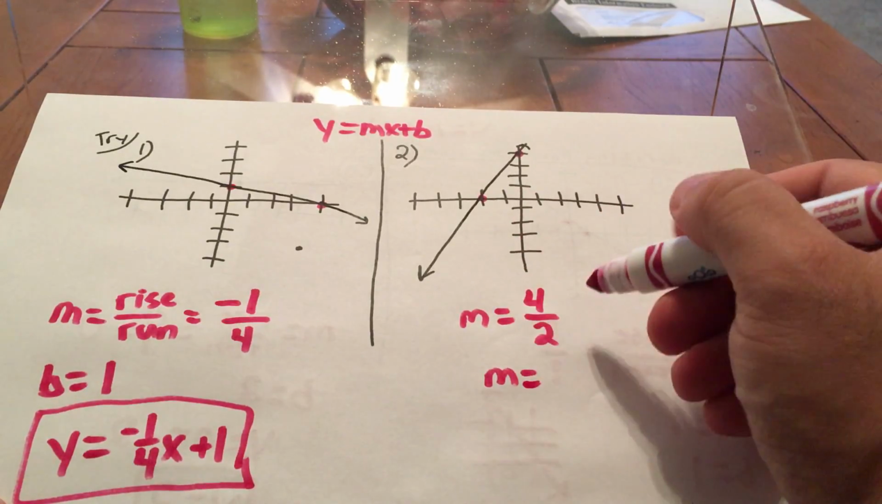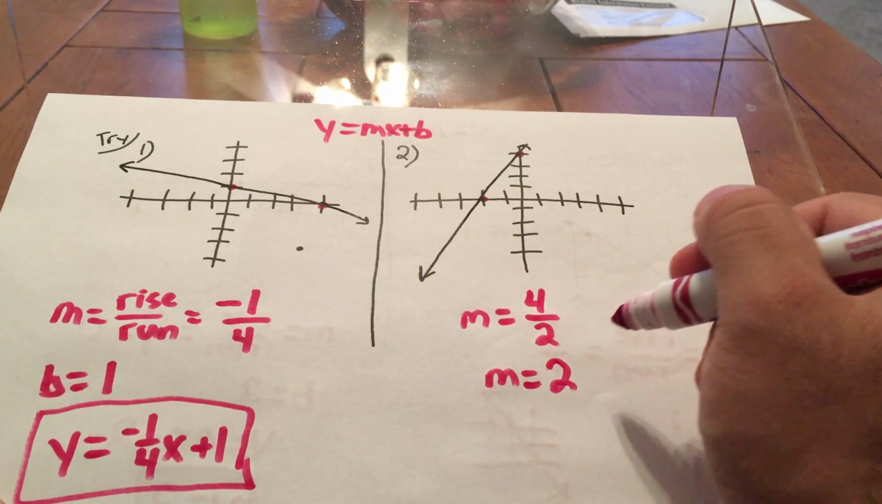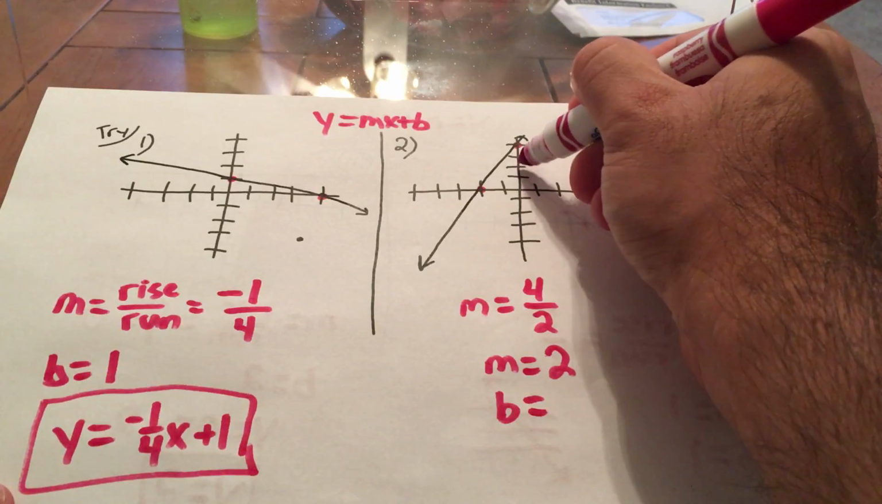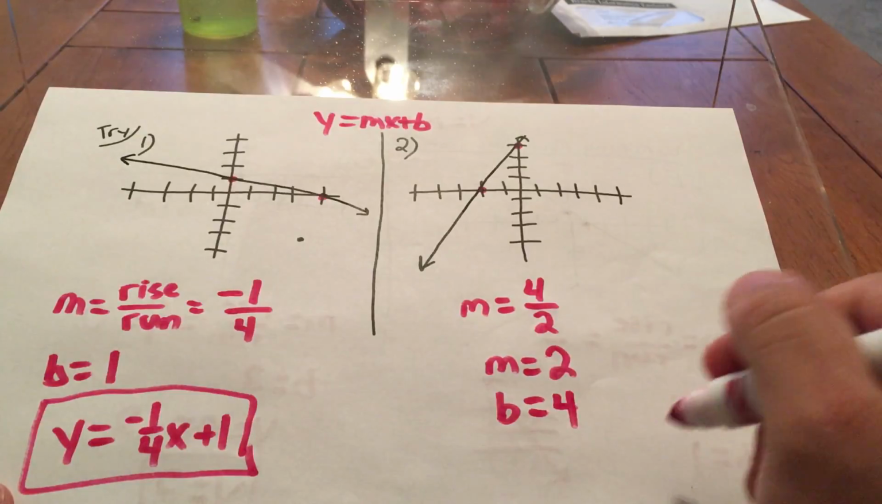Now, if you can simplify that, you need to. So 4 divided by 2 is 2. M is equal to 2. Find B. B is where it's crossing the y-axis. It's crossing up here at y equal to 4. So B is equal to 4.